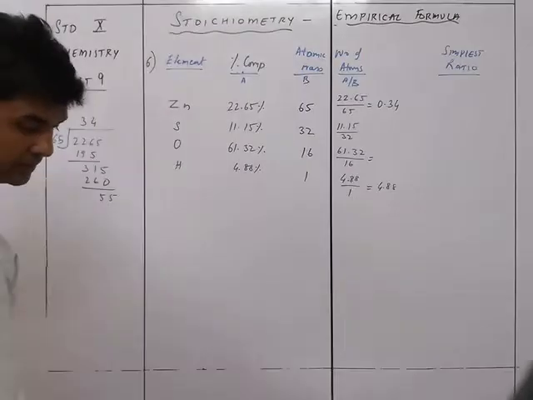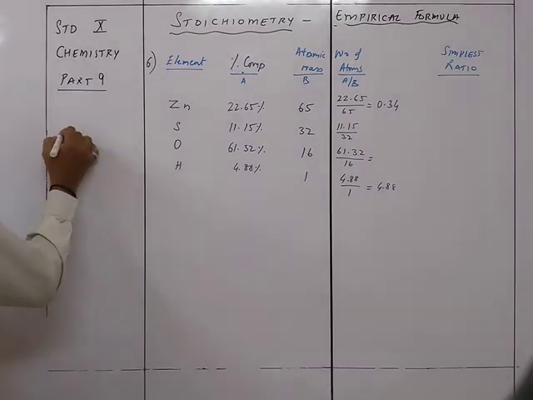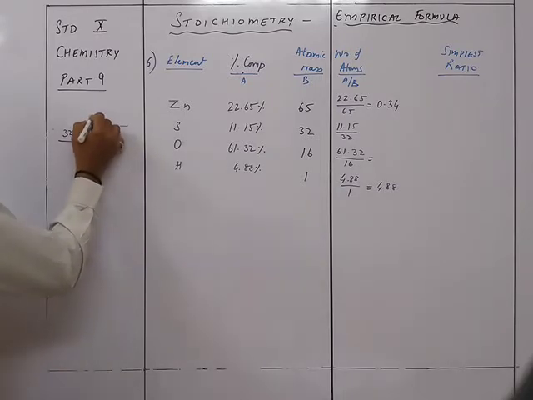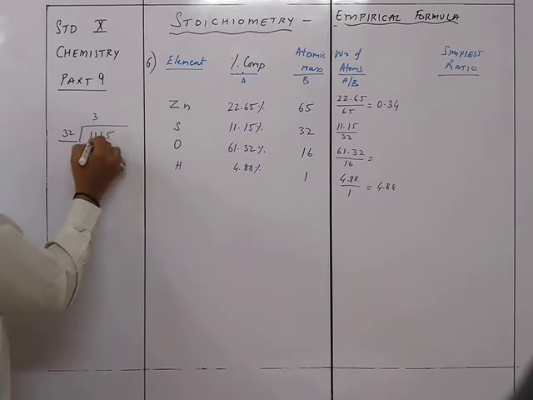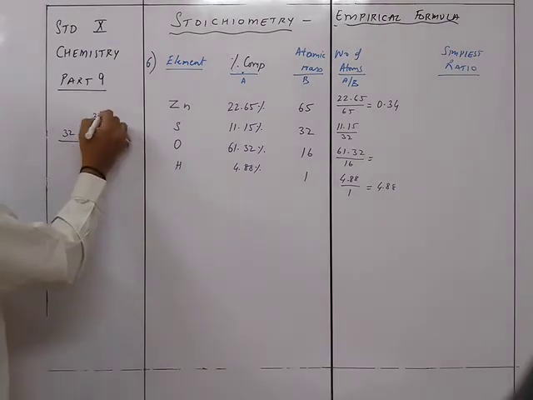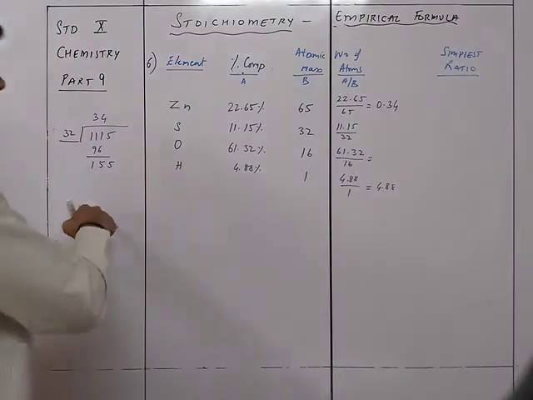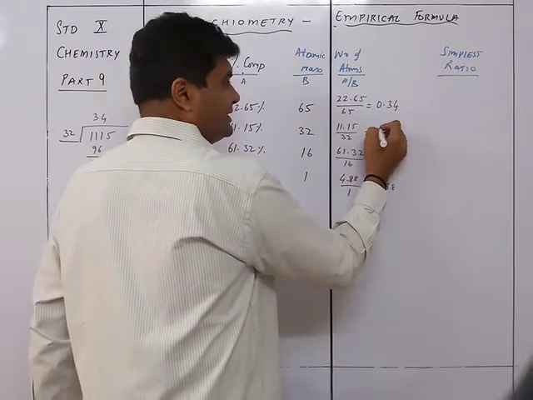Okay. The next thing we are seeing is S. So S is 32 and 1115. So again it should be 3 times 32 is 96. So that will give you 155, and again if we take 5 it will be 150, so 4 will come. So we can see if this is 0.34, this will also come around 34. You can keep it directly at 0.34.